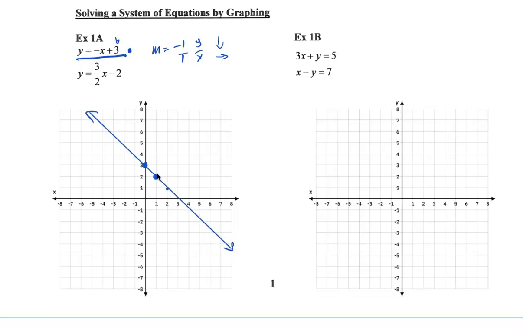So that's the first one. Now let's graph the second one. Here my y-intercept is -2, and my slope is 3/2, so it's positive. We're going to go up and right. We're going to rise 3 and go right 2. So from this point here, we're going to go up 3 and then right 2. And you can kind of see where they cross naturally here.